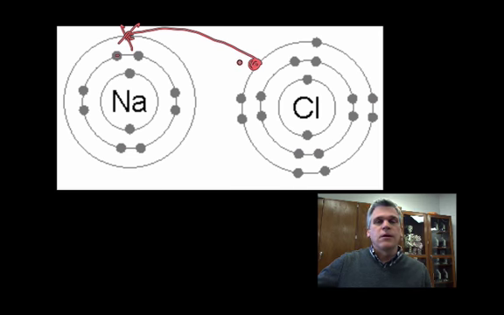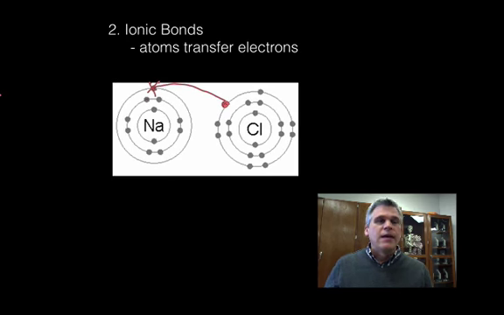Chlorine now has 1, 2, 3, 4, 5, 6, 7, 8 electrons in its outer shell, and it is now a very stable molecule. We take two highly reactive elements, sodium and chlorine, and we make sodium chloride. Now, here's the thing about an ionic bond.